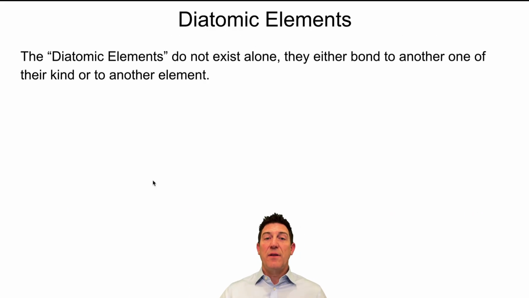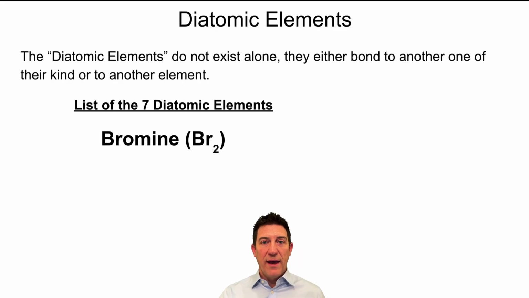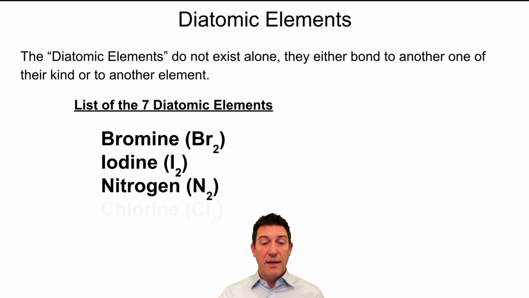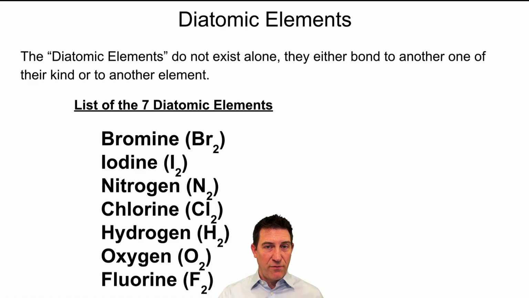The diatomic elements do not exist alone. They are either bound to another one of their own kind or some other element. Here are the 7 diatomic elements that, if you were taking my chemistry class, you would need to memorize. We have bromine, iodine, nitrogen, chlorine, hydrogen, and oxygen. And the last one, fluorine. There are 7 of them. You need to memorize them. I would write them down in your notes right now and keep track of them.